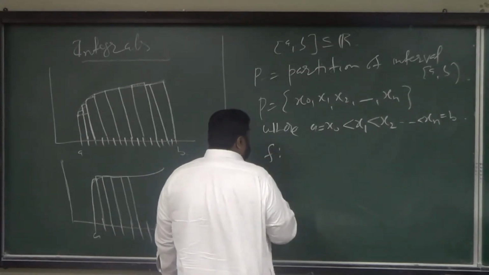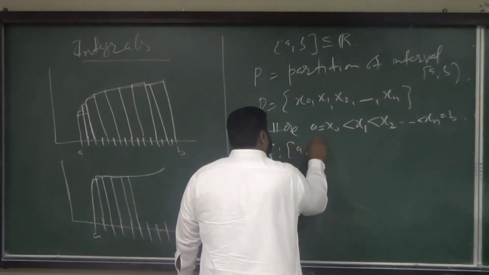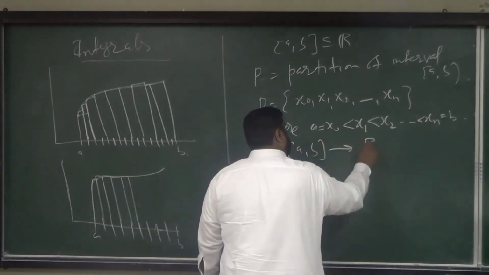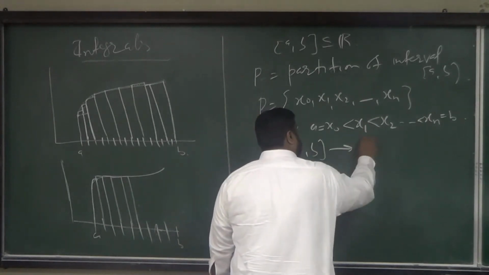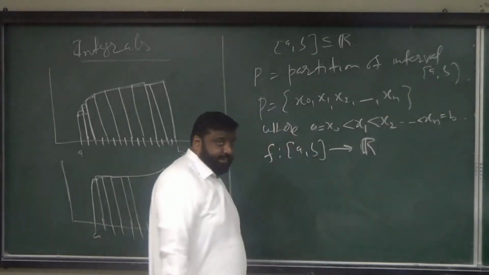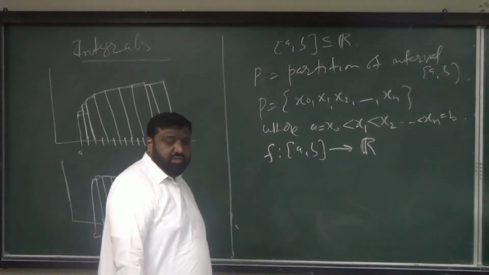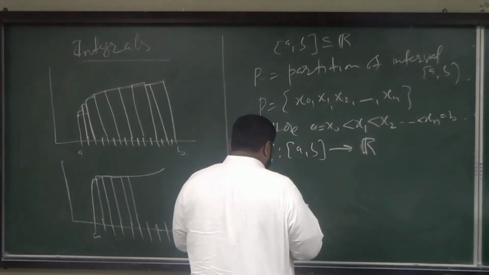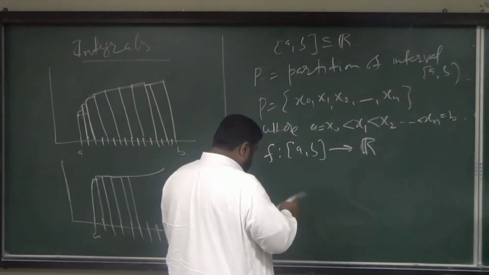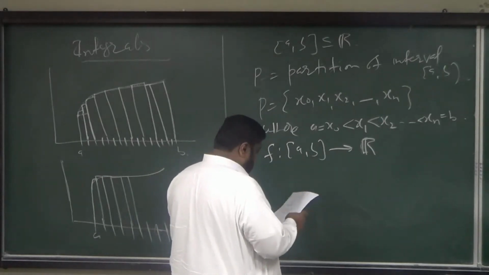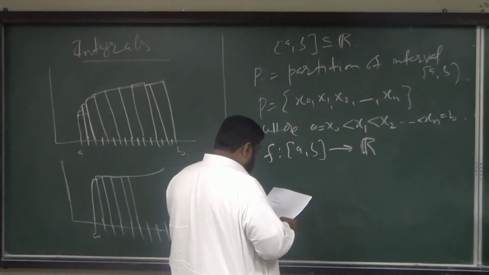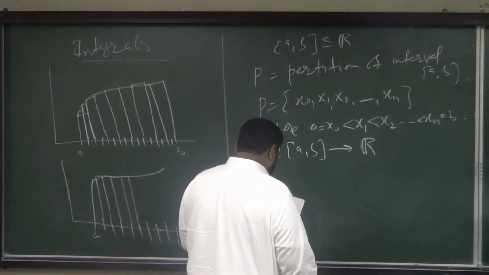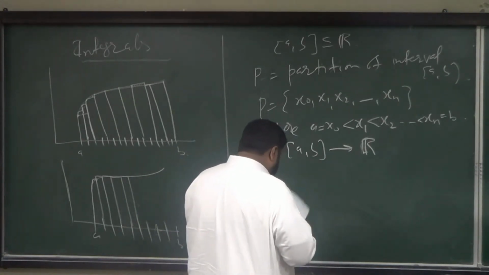Imagine I have a function f defined on this interval, and this function is a bounded function. Remain continuity, just assuming boundedness. These functions are bounded, so continuous functions are included. This can be a continuous function.